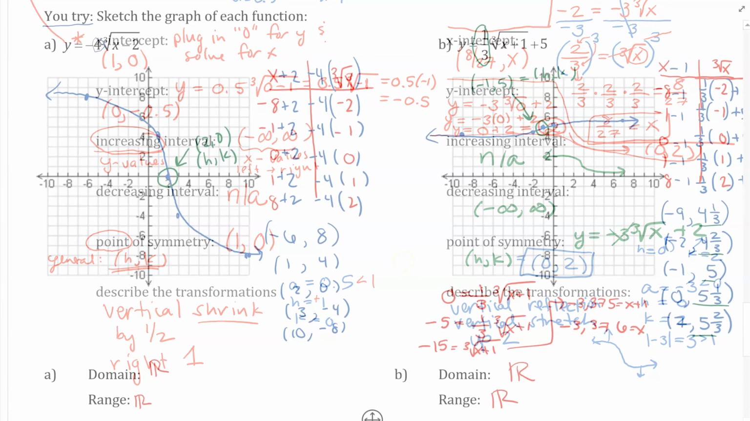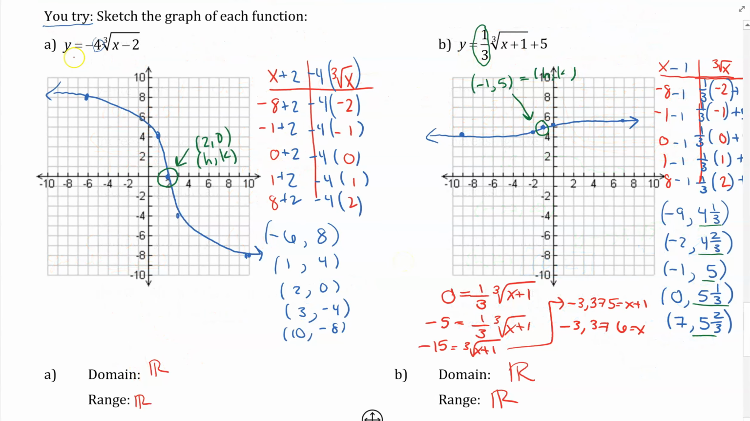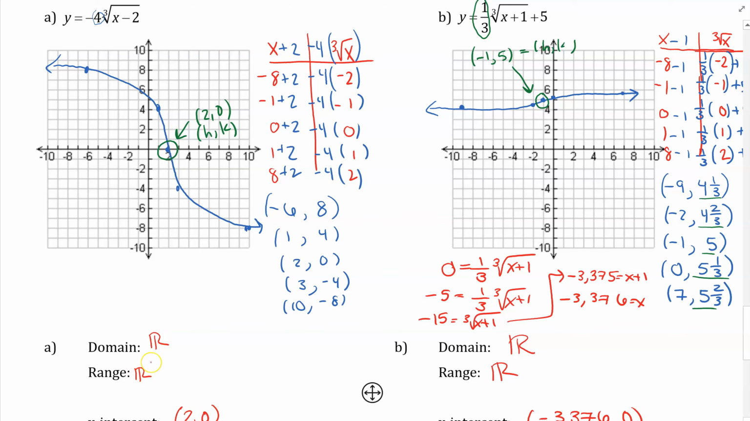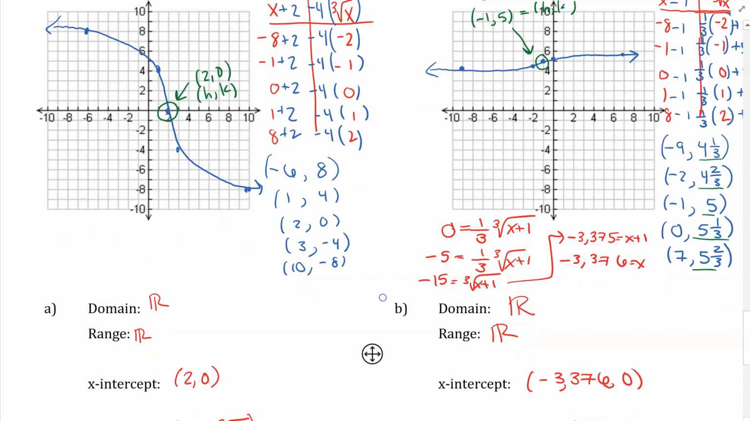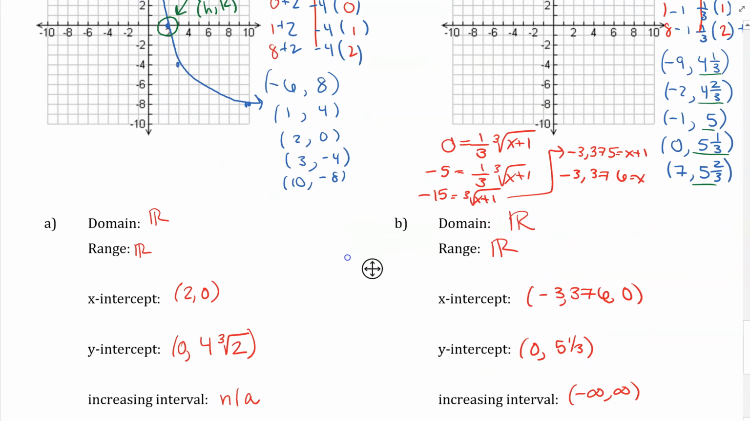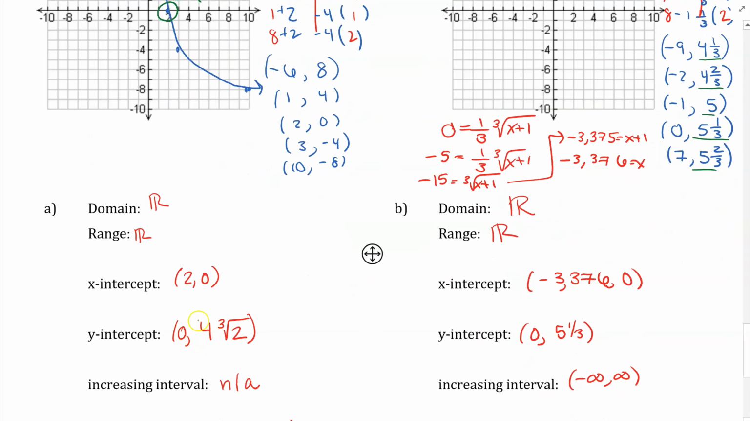Okay, welcome back. So for the u-tries, part A, the equation was y equals -4 times the cube root of x minus 2. For the domain and range, it's going to be all real numbers for both. For the x-intercept, it was (2, 0). For the y-intercept, (0, +4 times the cube root of 2).